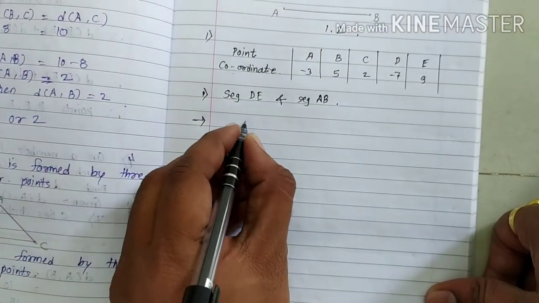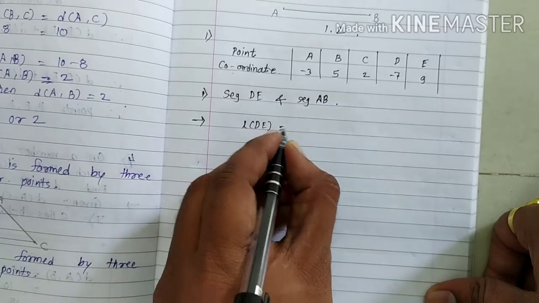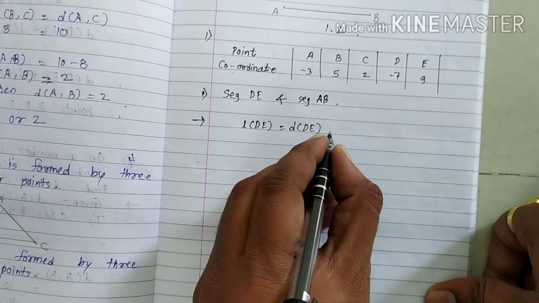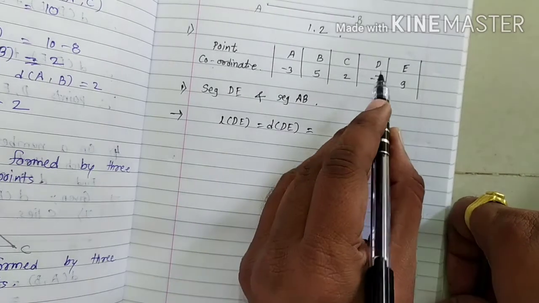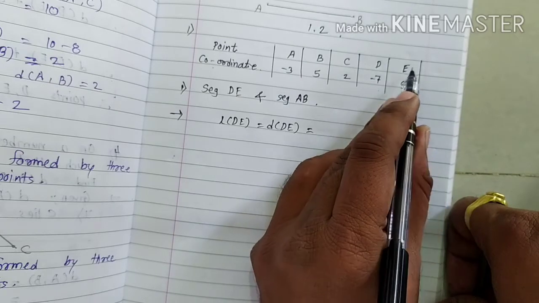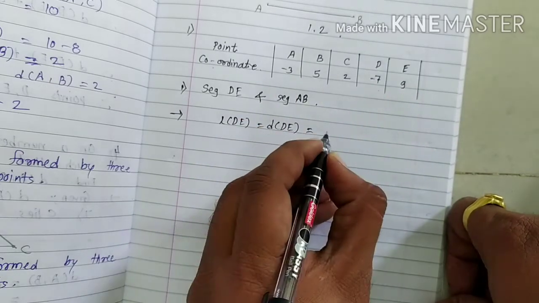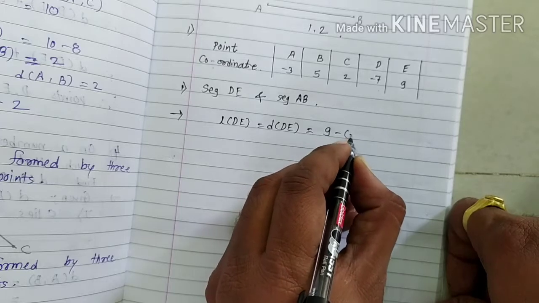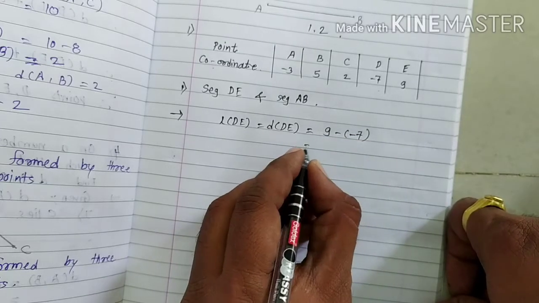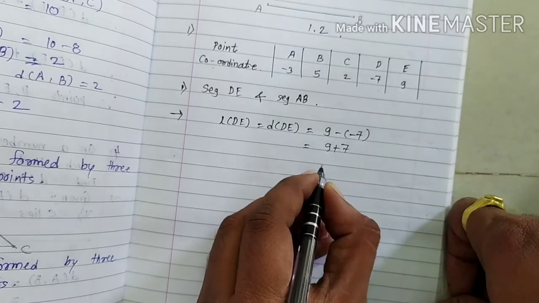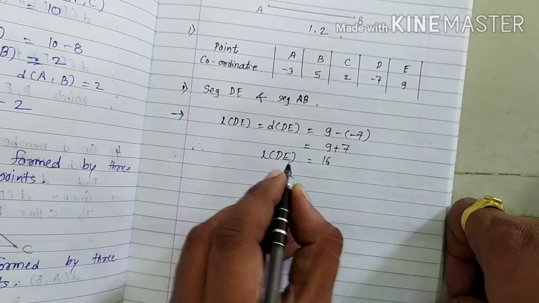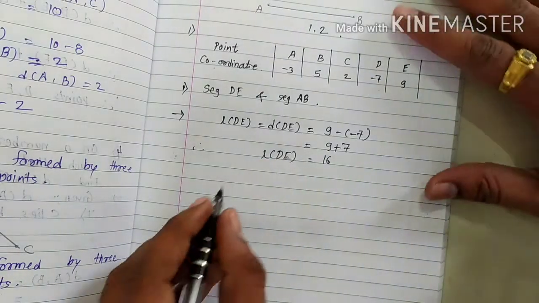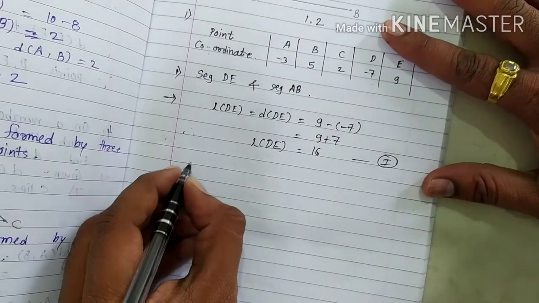As we know, length of DE equals distance DE, so we first find the distance DE. The coordinate of point D is -7 and the coordinate of point E is 9. We have to subtract the smaller coordinate from the bigger coordinate. So 9 minus -7 means 9 plus 7, that is 16. So length of DE equals 16, and this is equation 1.